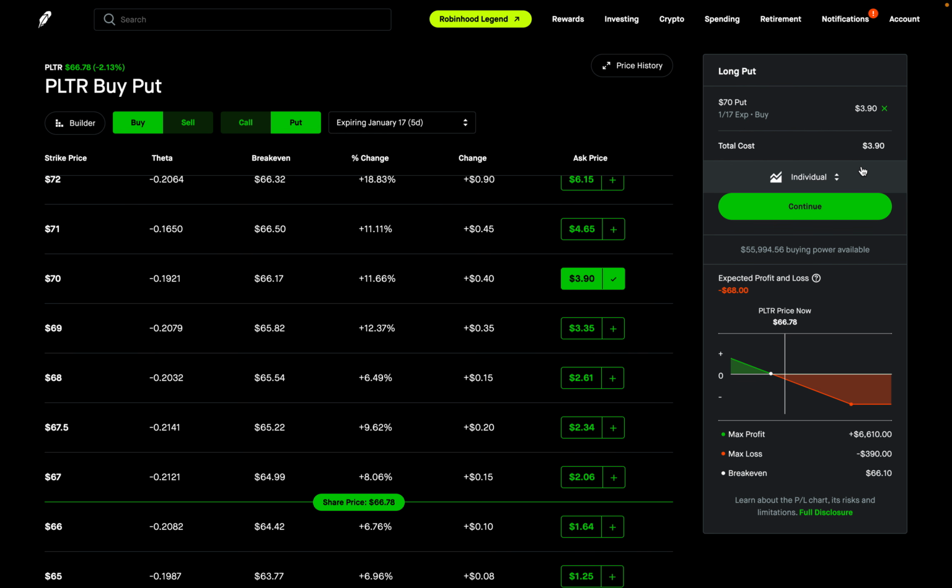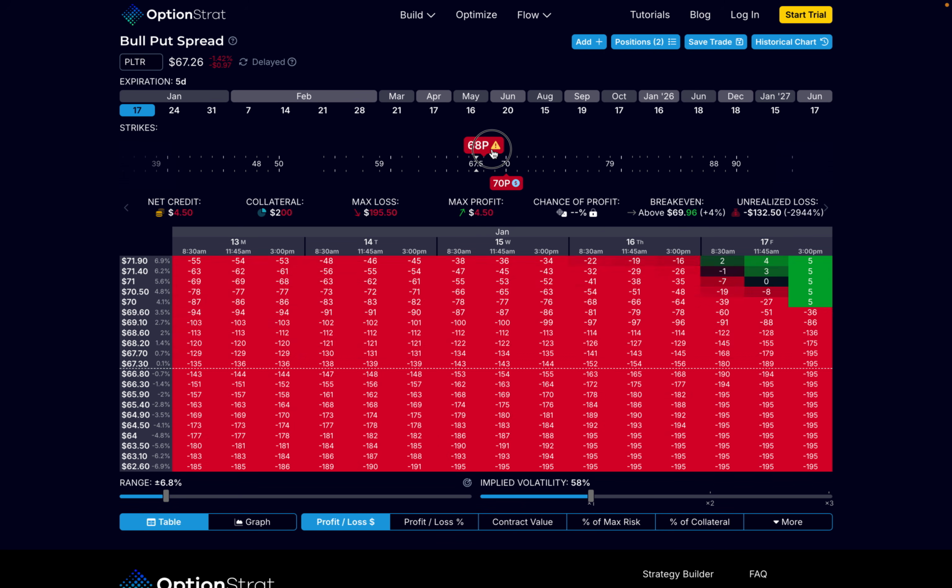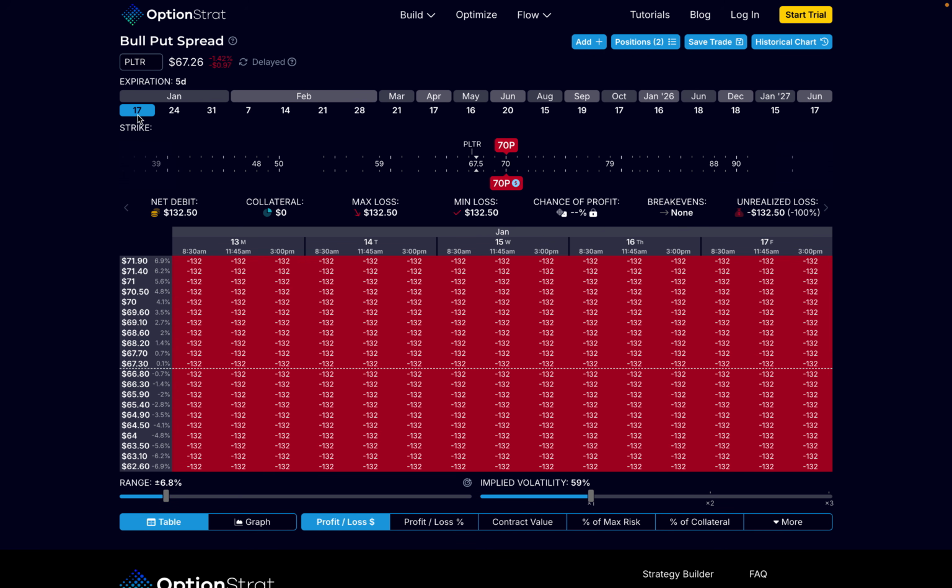So again, we can visualize this very quickly. If we go back to OptionStrat, I can just add a buy put here, buy to close our cash secured put at the $70 strike. Same strike price, same expiration. That's how we close our position. As you can see, this means I would lose around $132. But that position would be closed out. I no longer have to worry about it.